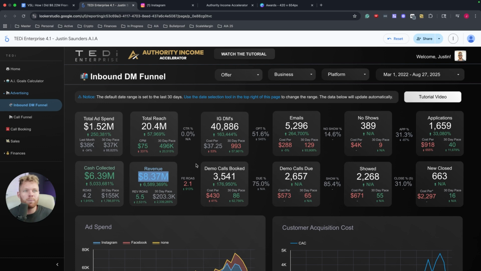And what I can find out by going through here is I can look at this. Look, I just reverse engineered the math. Demo calls booked. It cost us $430 to get a high ticket call on the calendar. And you can even see on here, this is up 41% from where it should be. That tells me my team's being inefficient right now with some of the setting, and that's something we're working on. Same thing with cost per call shown, $671 per call shown. And then we have a 31% close rate on here, and it's costing us $2,297 to close the deal.